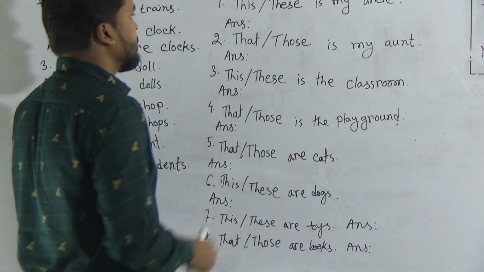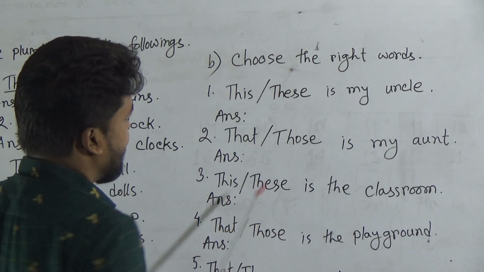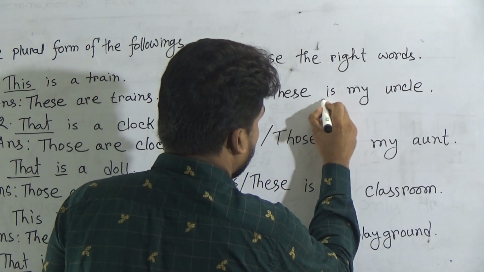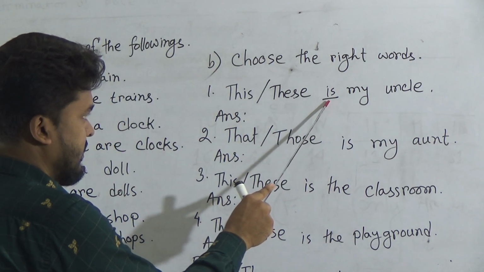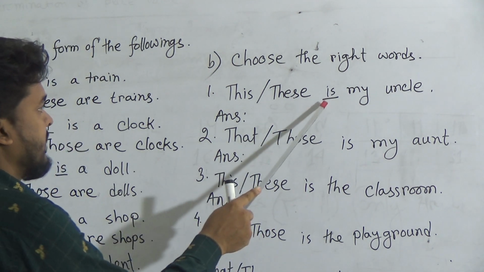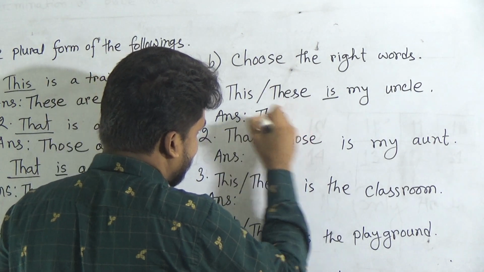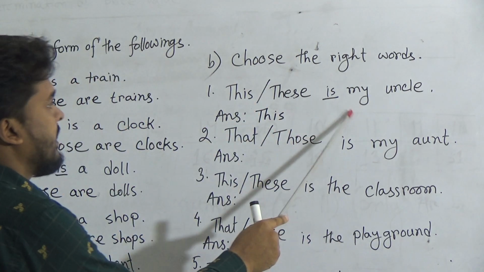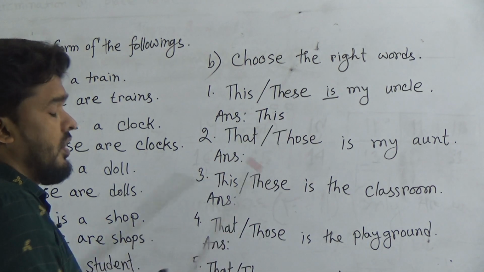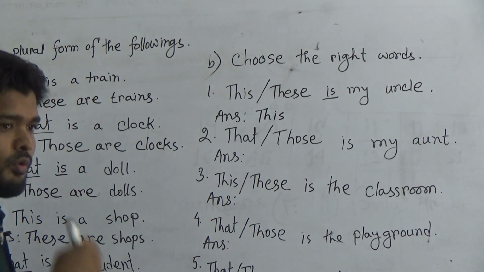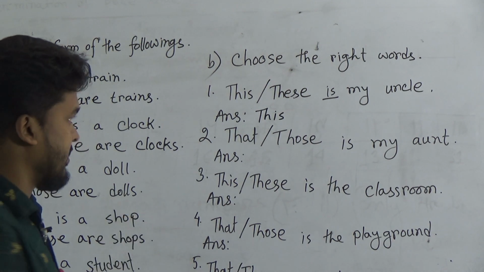Okay, now exercise B, choose the right words. Here you have to choose which one is right from this. This is my uncle. Here you have to look. That means this is a singular verb, is is a singular verb. That's why here will be a singular pronoun. This is my uncle. This refers to persons or things which are very near and very close to you.